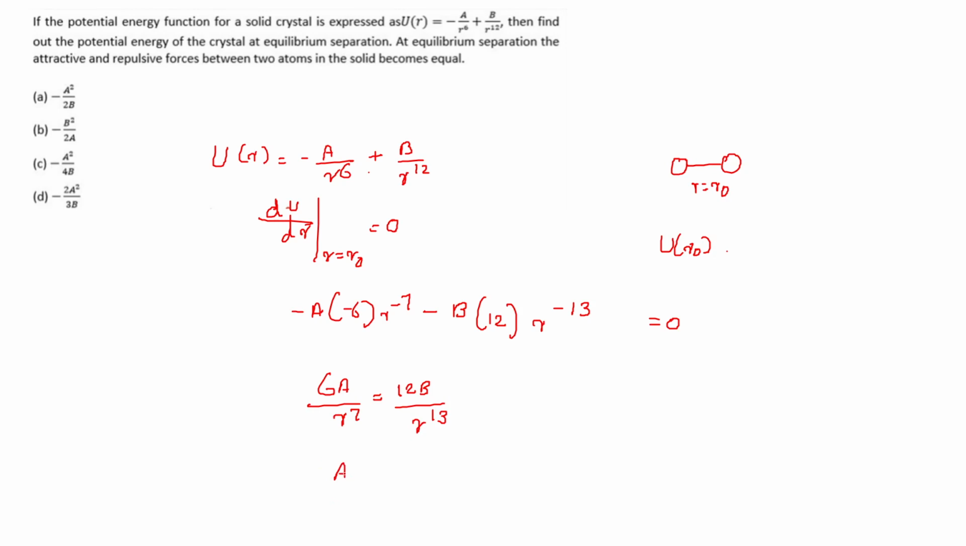Now we have to calculate r in terms of a and b. So we will get 2b by r to the power 6 is equal to a. So r to the power 6 will be 2b by a.